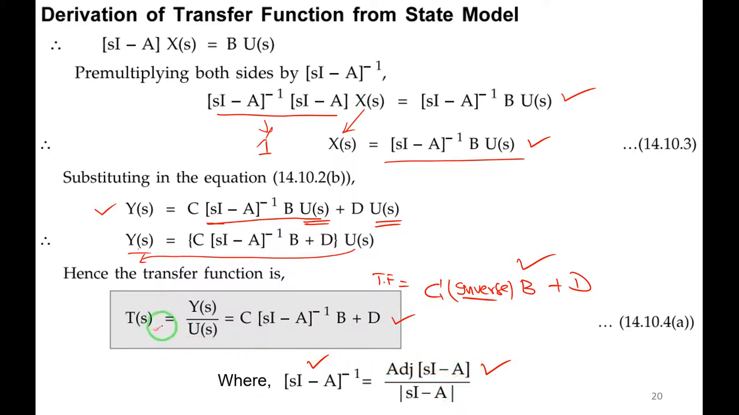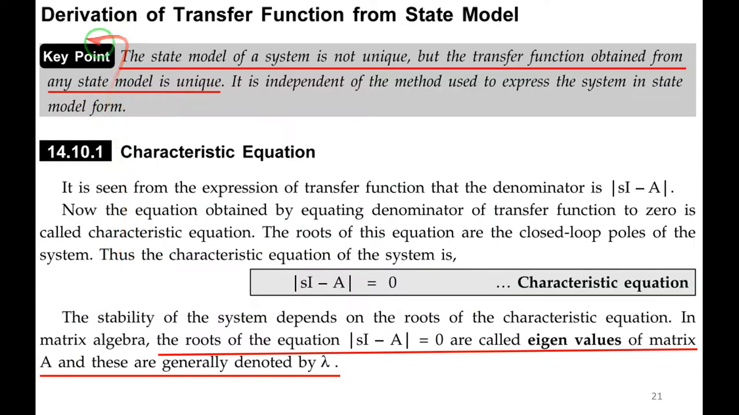Okay, next we'll solve a few numericals and we will wind up this chapter. There is no derivation, you should just be knowing it. However, this is a general method to obtain the transfer function from the given state model. One more thing you have to observe, one key note: the state model is not unique, but the transfer function should be the same, whatever the state model may be. The state model of a system is not unique, but the transfer function obtained from any state model should be unique. It should not be different, right? I hope you understood this.